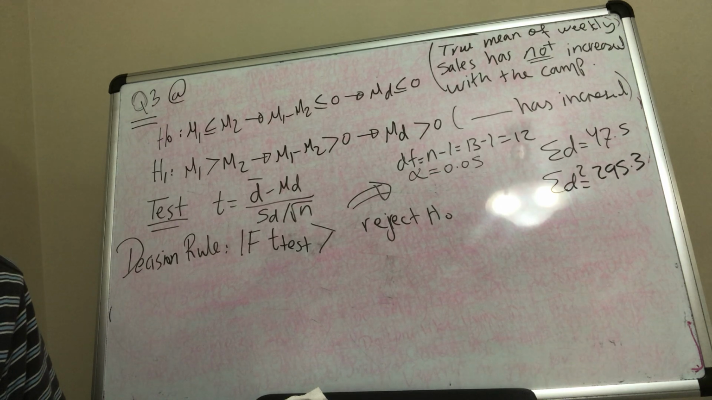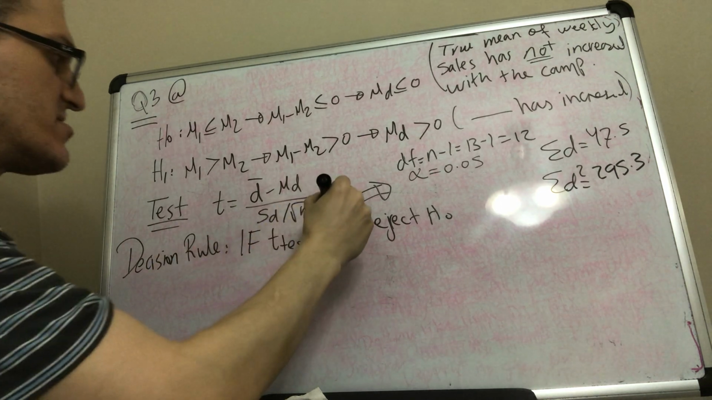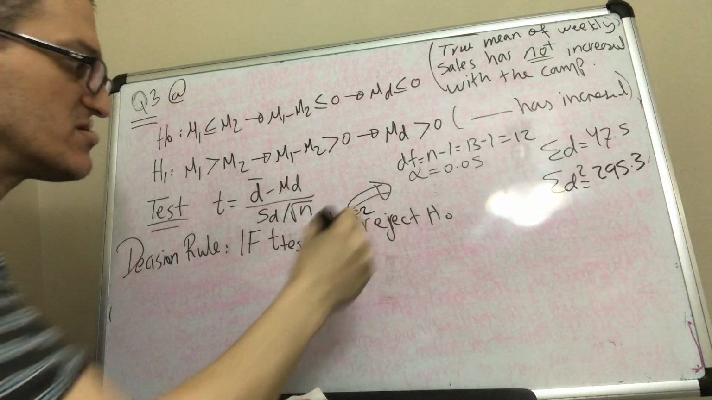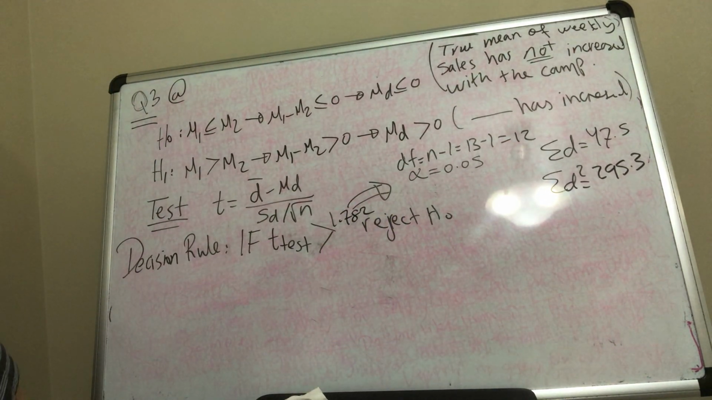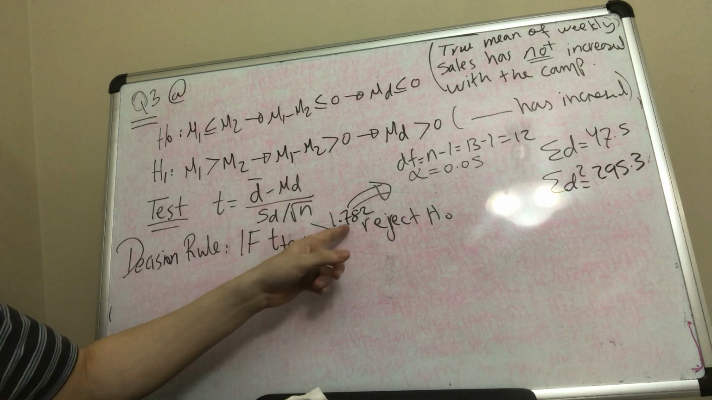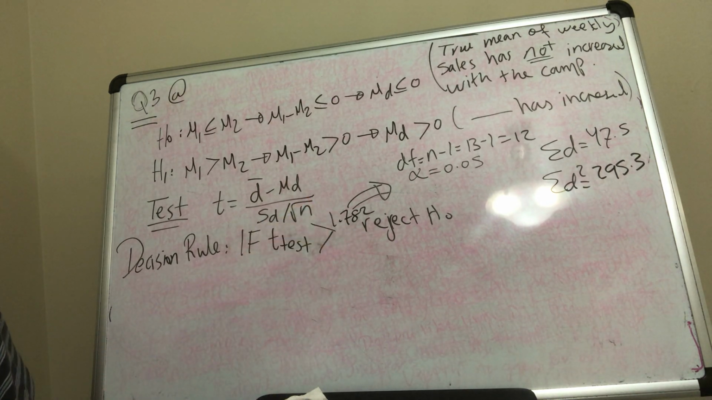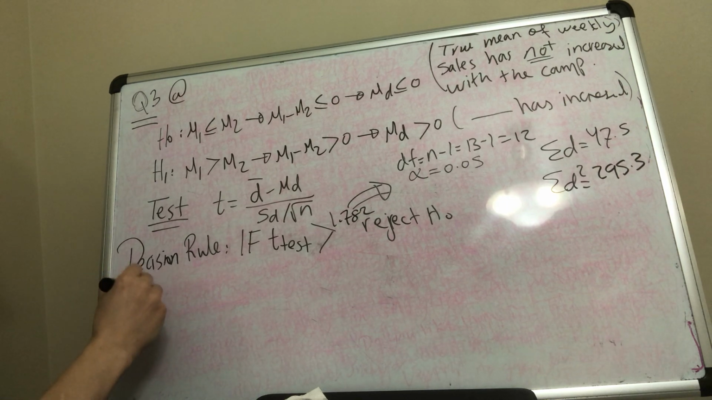You'll see the number 1.782. Let me just double check. So please double check, make sure that I didn't do anything wrong in getting this number from the table. So degrees of freedom is 12, 5%, 1.782. Okay. So analysis.